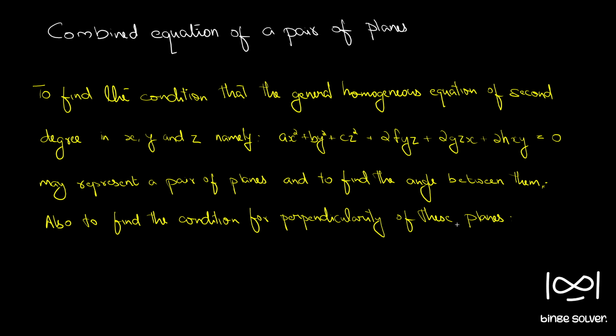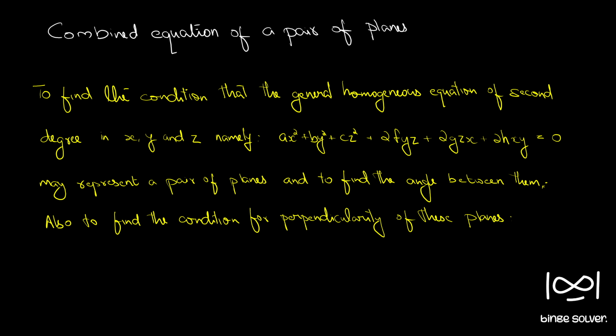In this video, I am going to discuss one more concept from the plane, which is the combined equation of a pair of planes. We will find the condition that the general homogeneous equation of second degree in x, y, and z, namely ax² + by² + cz² + 2fyz + 2gzx + 2hxy = 0, may represent a pair of planes, find the angle between them, and also find the condition for perpendicularity of these planes. These are the things we are going to discuss in this video.